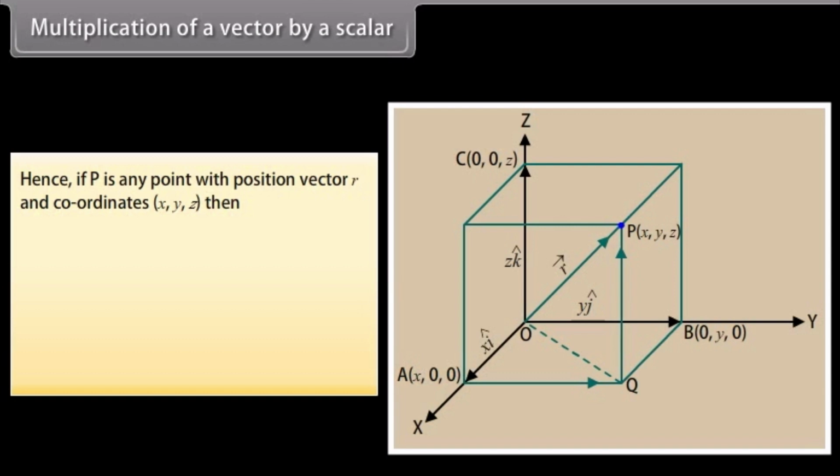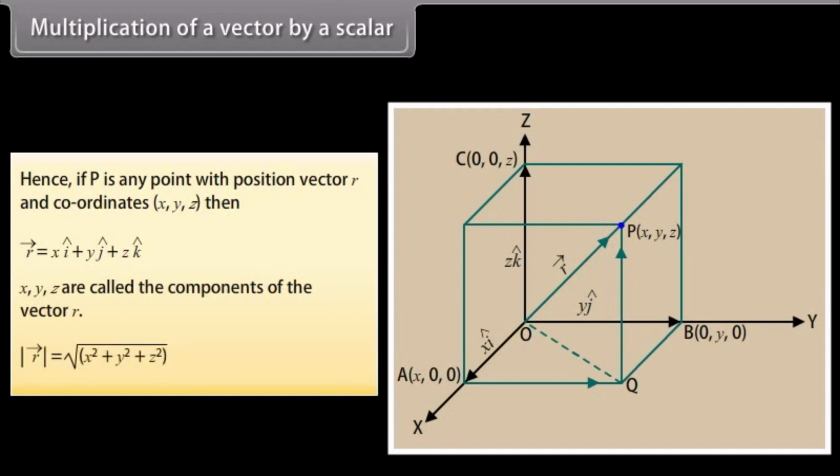Hence, if P is any point with position vector r and coordinates x, y, z, then vector r is equal to x cap i plus y cap j plus z cap k. x, y, z are called the components of the vector r. Mod of the vector is square root of x squared plus y squared plus z squared.